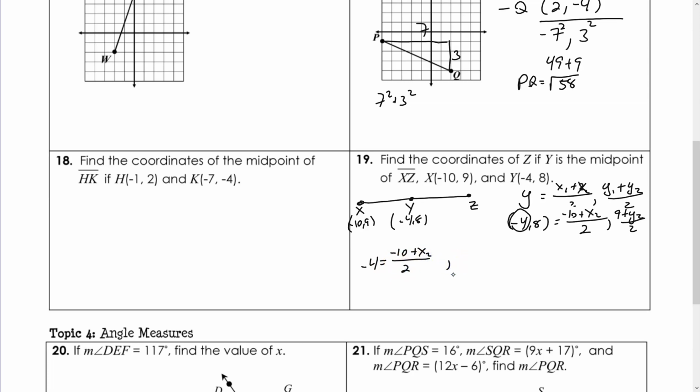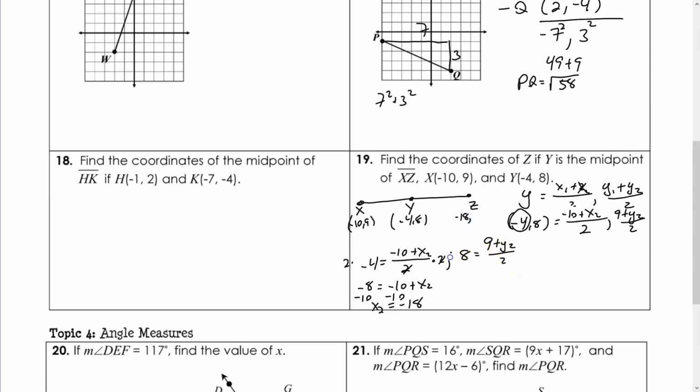Then we have a comma. The y coordinate, which is 8, equals 9 plus y2 divided by 2. To clear our 2 in the denominator, we multiply both sides by 2. That means negative 8 equals negative 10 plus x2. And when we subtract 10, we find out that x2 equals negative 18. So that's going to give us a negative 18 right there.